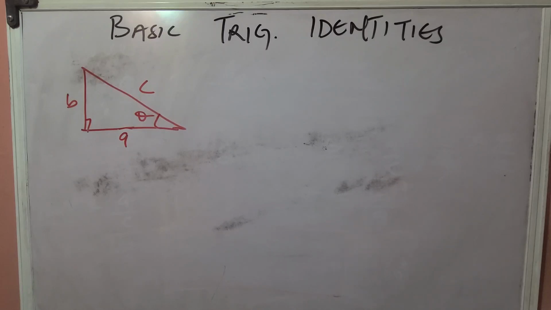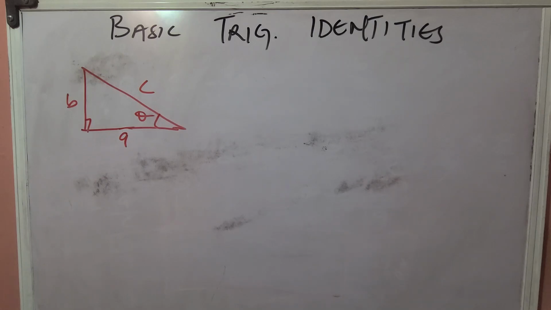All right, let's talk quickly about some basic identities under trigonometry. We have several identities in trigonometry, and in this video, we'll be talking about the basic ones, about 7 of them. And one of the things we'll be doing is to derive some of these basic identities.